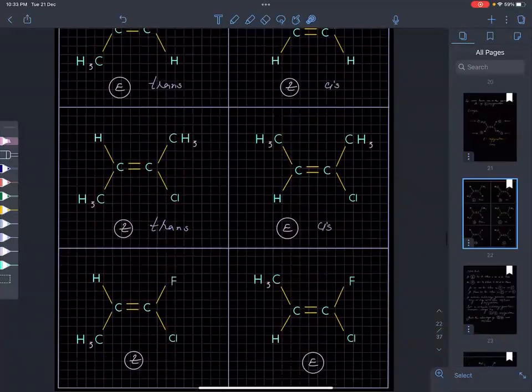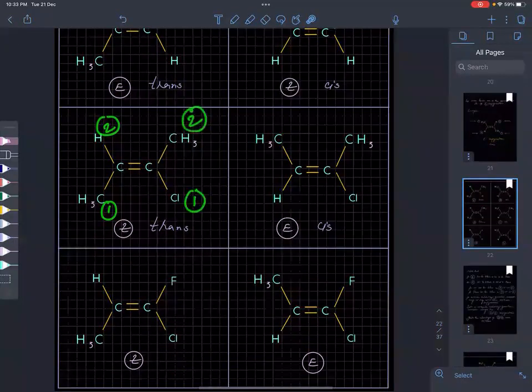What about this? Here, number 1 is this. Number 2 is this. Here, number 1 is this and number 2 is this. Correct? So it is Z, but because the same groups are on the opposite side, it is trans.